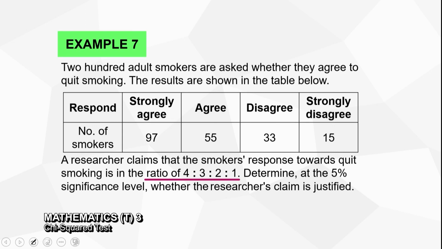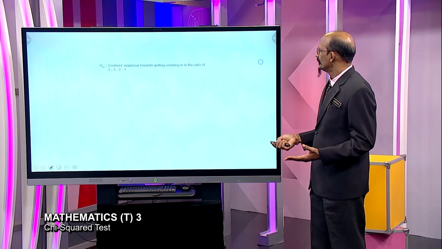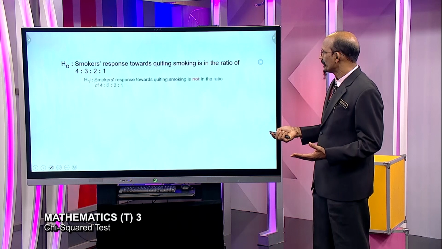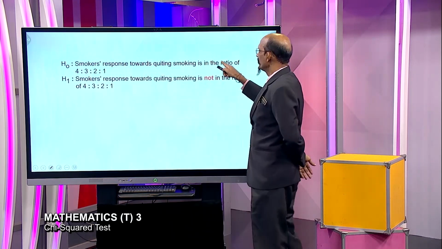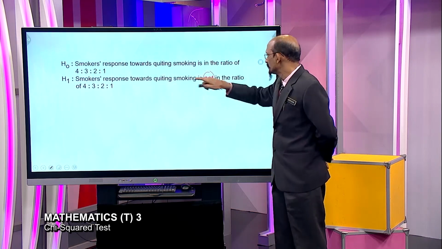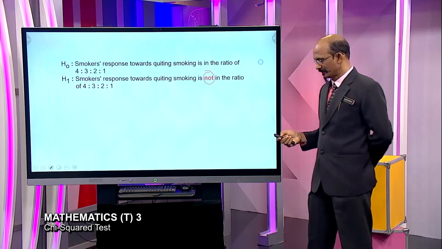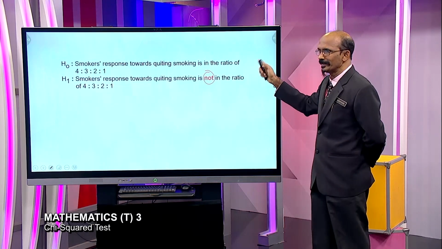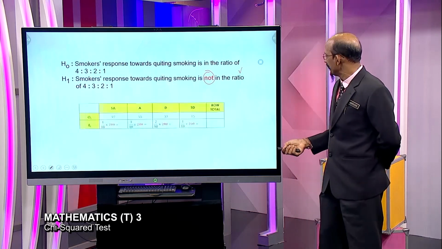So what do we do? As I mentioned earlier, 6 steps. For H0, because this is the distribution, we just write it. And for H1, just add the word not. Everything is exactly the same; we only put the word not. That means first one we agree, the next one we do not agree. And then we get 1 mark there.